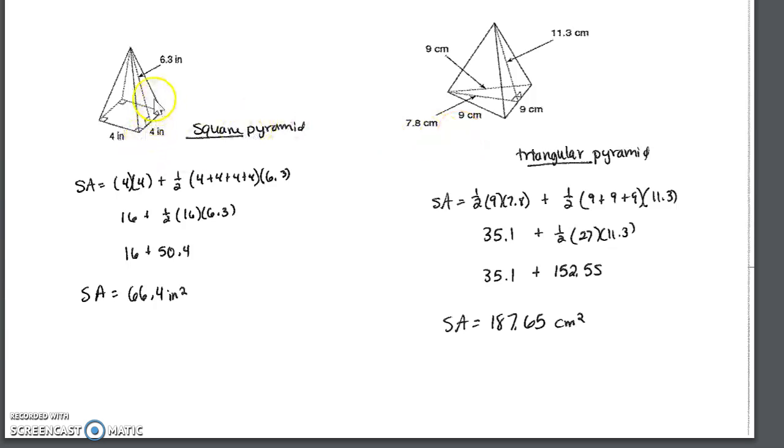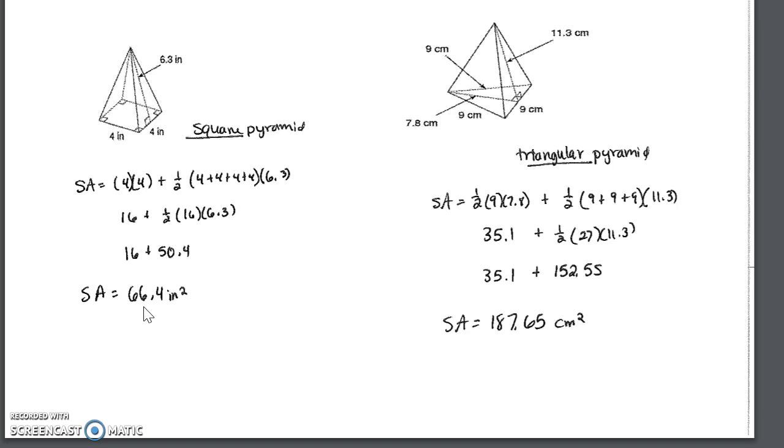This first one is a square pyramid. Again, your base is a square. So when you're going to do your work, the area of your base is 4 times 4 plus 1/2 times your perimeter times your slant height. Okay? It's a square, so 4 times 4. Add the 4 sides, so 1/2 times 16 times 6.3. Again, it's just calculator work, plugging it in, 66.4 inches squared.